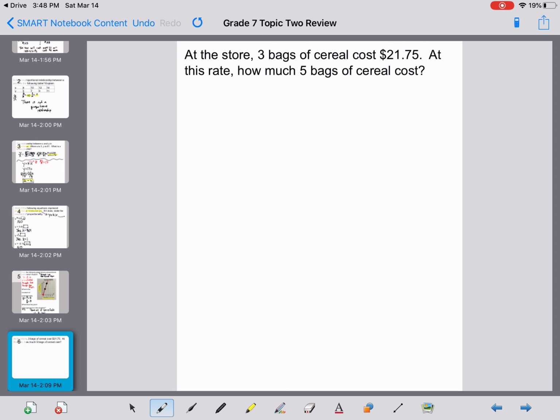And the last question. At the store, 3 bags of cereal cost $21.75. At this rate, how much do 5 bags of cereal cost? Take a second to copy down the question.